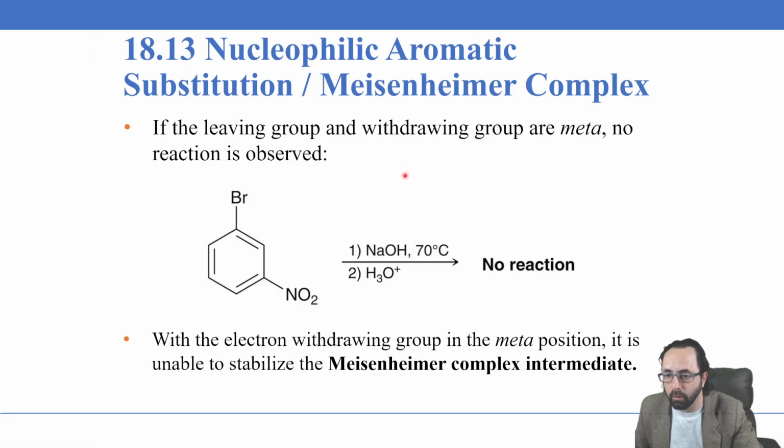If the leaving group and the withdrawing group are meta, this reaction will not occur. The electron withdrawing group is in the meta position. It's unable to stabilize the intermediate that will be produced. And we're going to look at this mechanism here, and we're going to see that there's going to be an intermediate produced that we're going to be calling the Meisenheimer complex, which is analogous to the sigma complex we had in electrophilic aromatic substitution. In nucleophilic aromatic substitution, we're going to have a Meisenheimer complex, as it's called, for the intermediate.